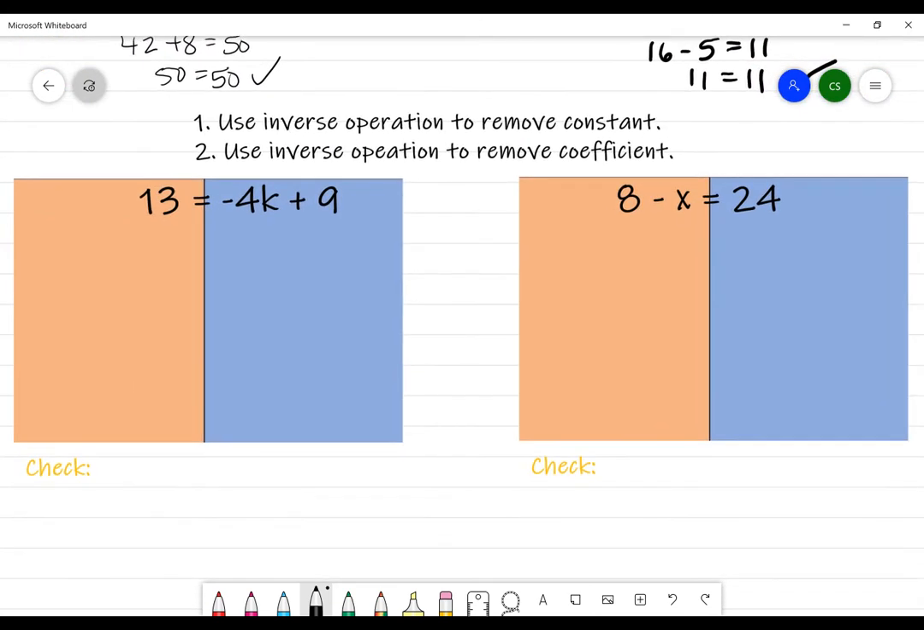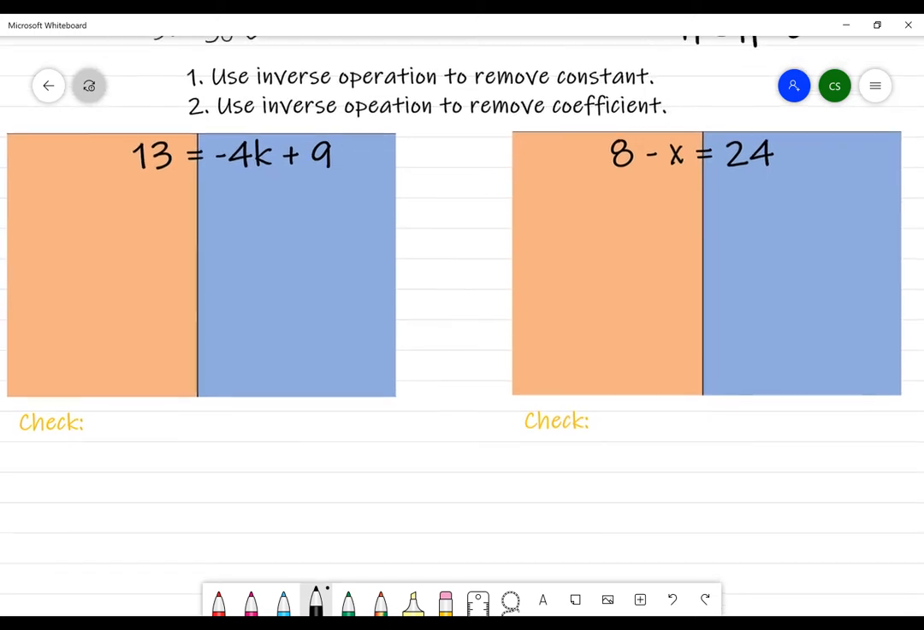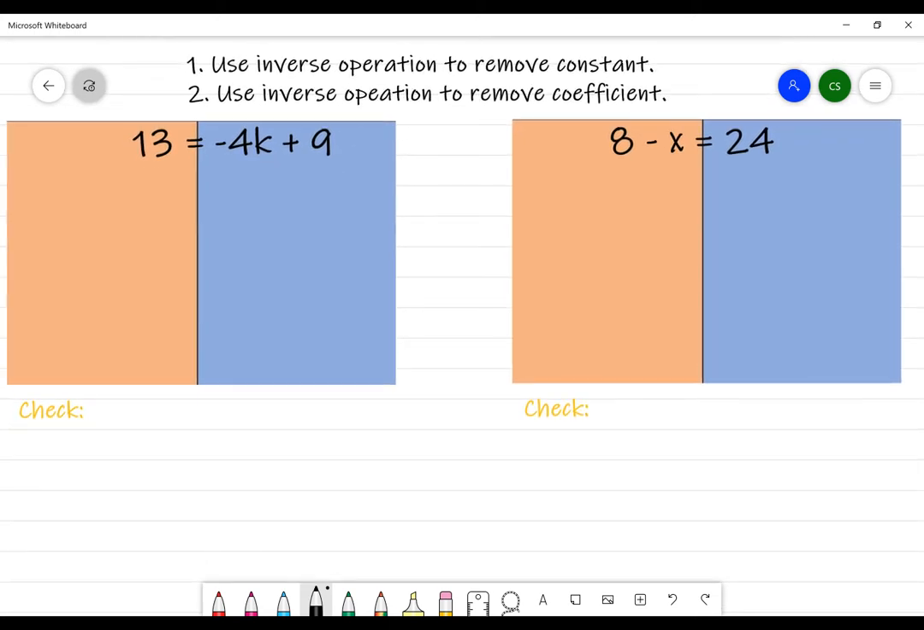We're going to look at some situations where I have negatives in front of my variable. So 13 is equal to negative 4k plus 9. Looks a little different, but it's still the same. The object is to still isolate the variable. So what's happening to the variable is being multiplied to negative 4 and 9 is being added to it.